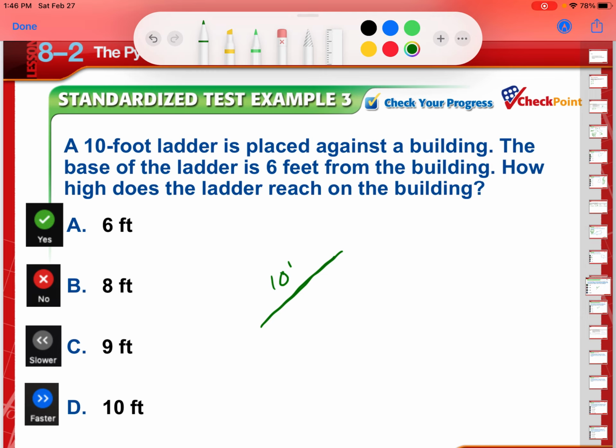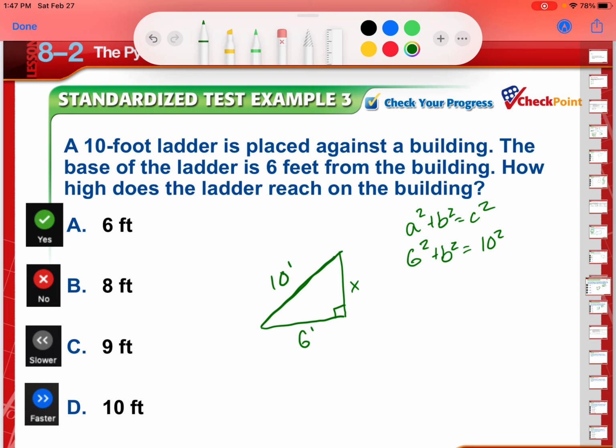A 10-foot ladder is placed against the bottom of a building. So 10-foot ladder, that's my 10-foot ladder. The base of the ladder is 6 feet from the wall. Let's pretend this triangle is even remotely close to accurate. It's a slanted building, apparently. How high does the ladder reach on the building? So 10-foot ladder, 6 feet away from the wall, unknown. And I'm assuming the building is square, meaning it's the 90-degree angle. So a squared plus b squared equals c squared. 6 squared plus b squared equals 10 squared.